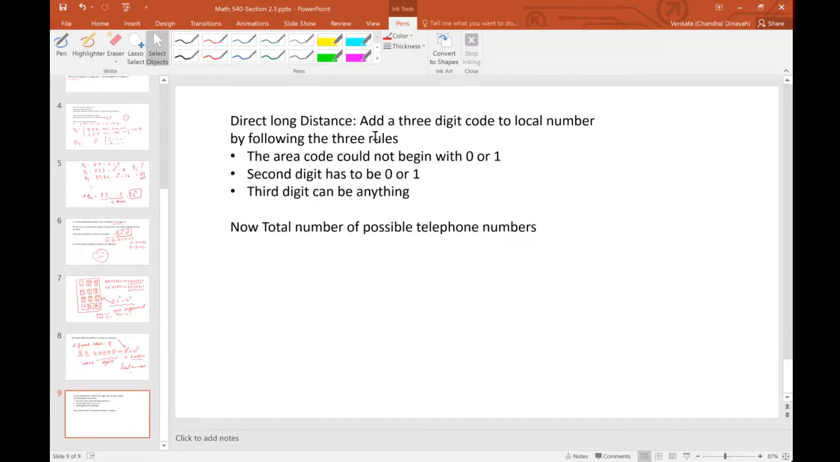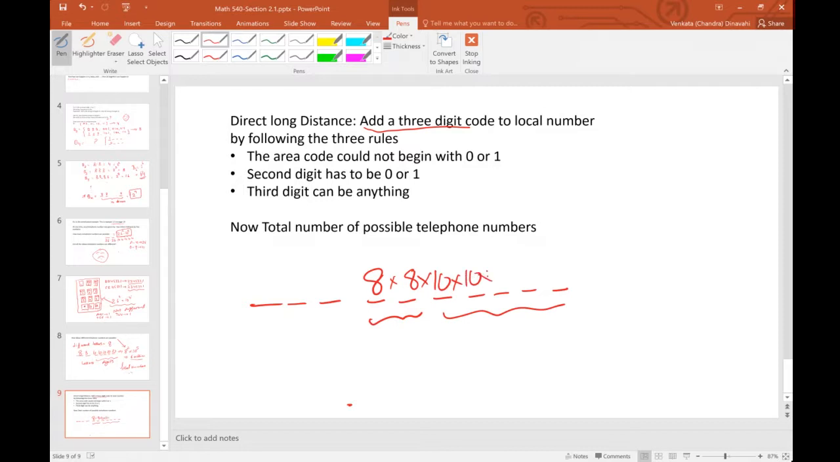What they did was, if you want to dial a long distance, they added a 3-digit code to the local number. This is a long distance code, followed by the 7-digit number. Again, these are letters and these are digits. You know how many different telephone numbers there are; this you had already done. Now if you want a long distance, you need to add a 3-digit code to that.